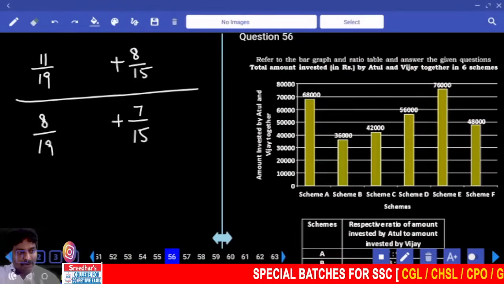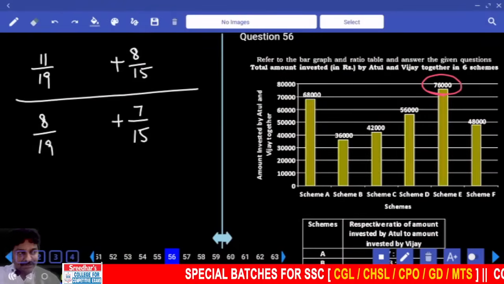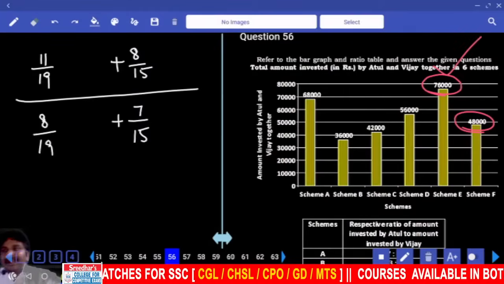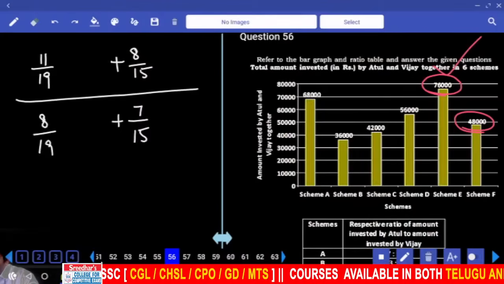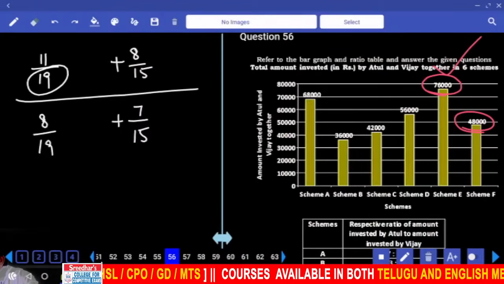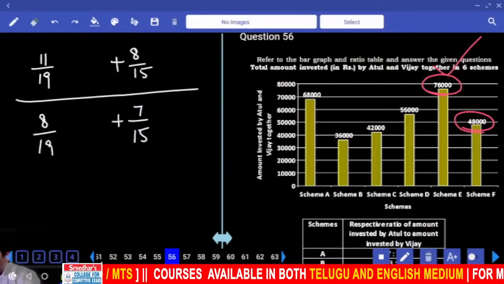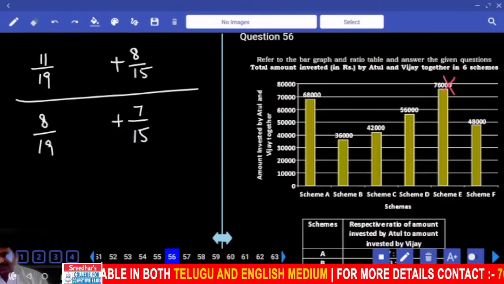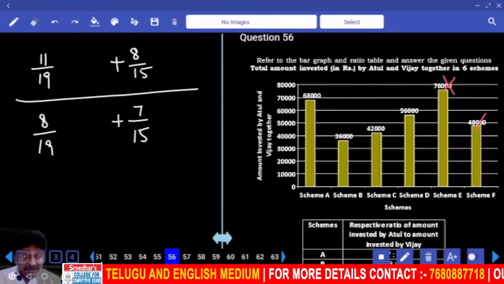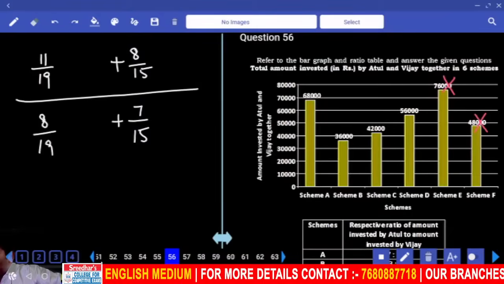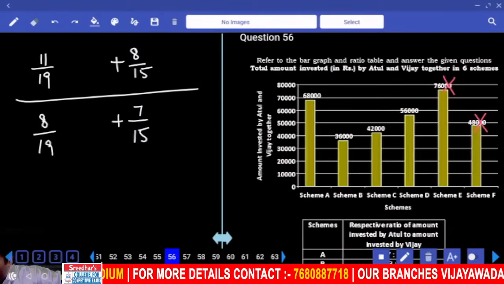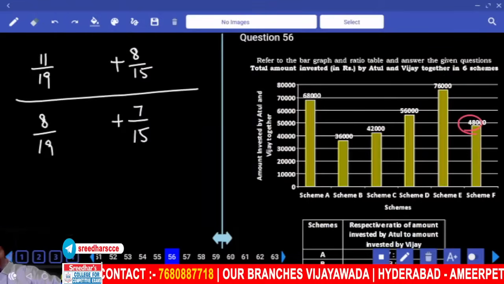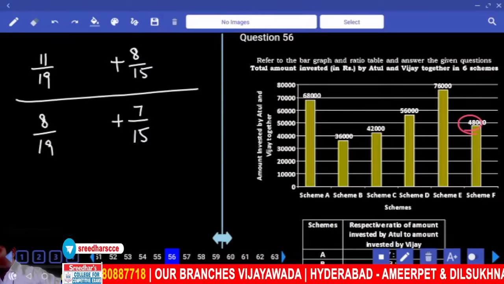E and F. Look at numbers. 76,000, 48,000, correct? Leaving zeros, E value 76 is there, correct? Is 76 a multiple of 19? Yes, hold it. So you can directly write that number. If you remove 3 zeros here, you are considering 76. Here also you are supposed to remove 3 zeros, then you will have 48. Is 48 a multiple of 15? No. Is 480 a multiple of 15? So I will remove only 2 zeros, not 3 zeros.